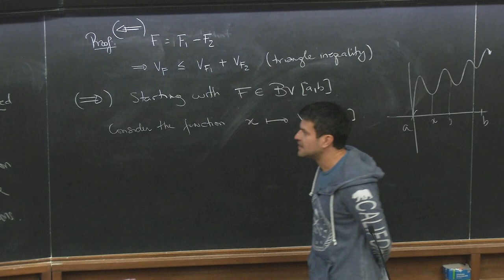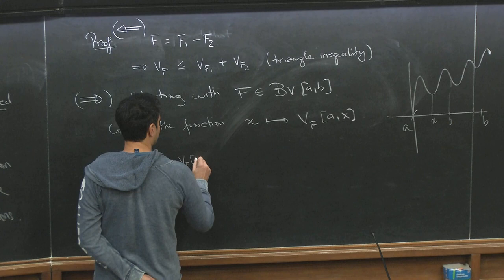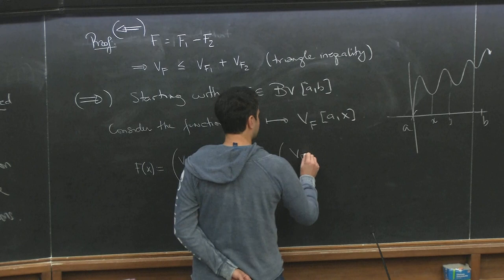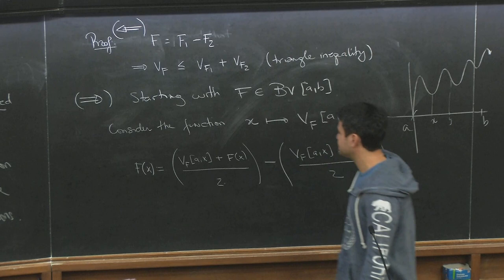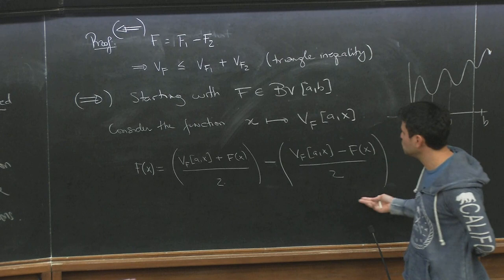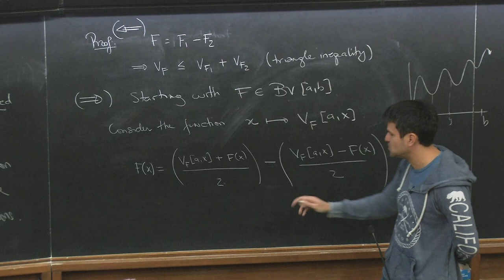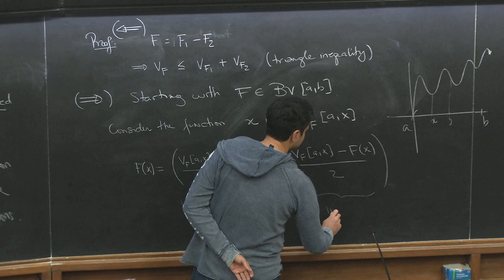And what you get here is you can write this function f of x as the variation of f from the interval a to x plus f of x, over 2, plus the variation of f over the interval a to x minus f of x, minus this actually. And you can easily verify that these are two increasing functions. The identity is obvious, right? Because the variation will cancel, and you have f of x over 2 plus f of x over 2. And I leave you as an exercise to prove that this is increasing, and this is also increasing. Simple exercise.